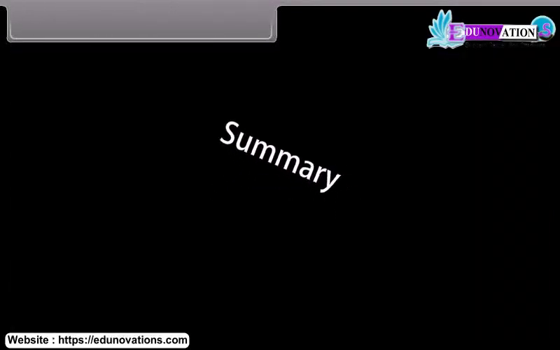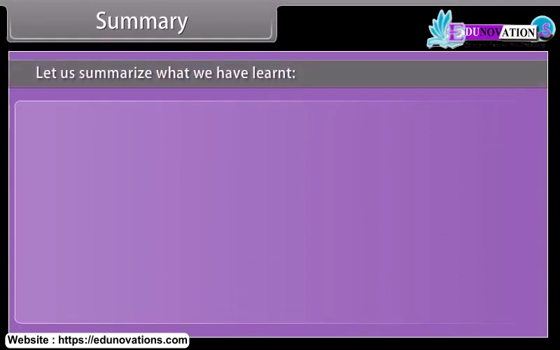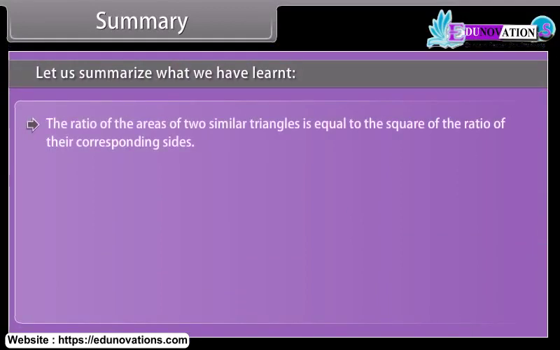Summary. Let us summarize what we have learned. The ratio of the areas of two similar triangles is equal to the square of the ratio of their corresponding sides.